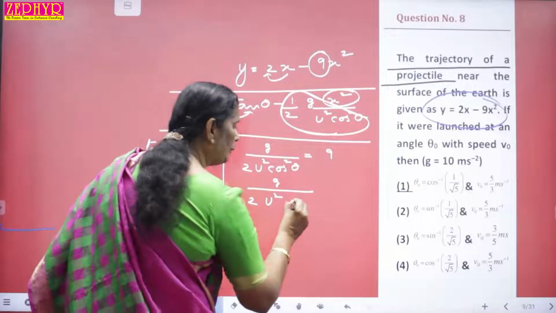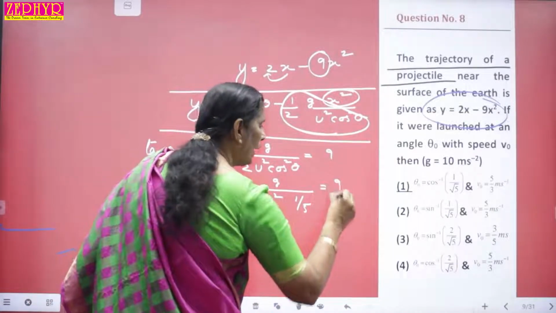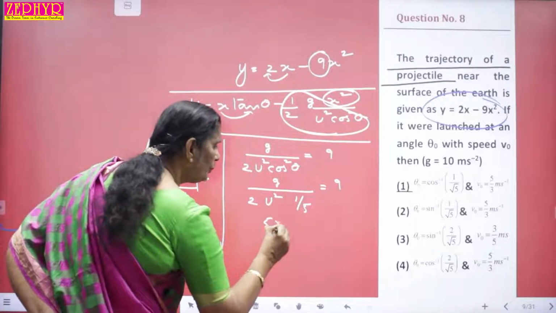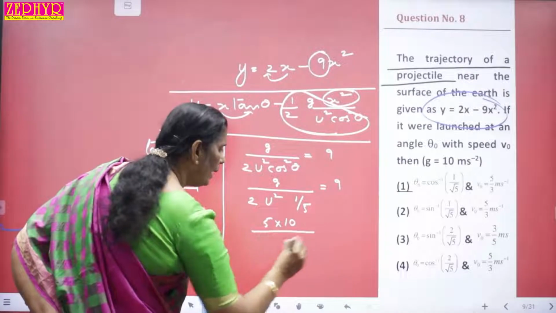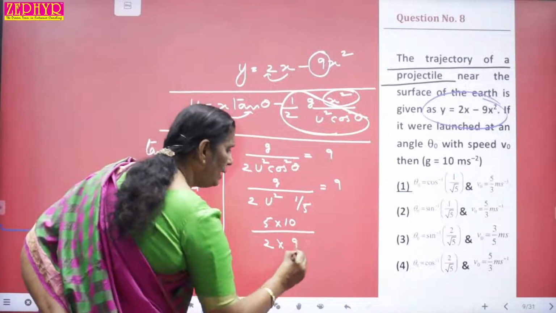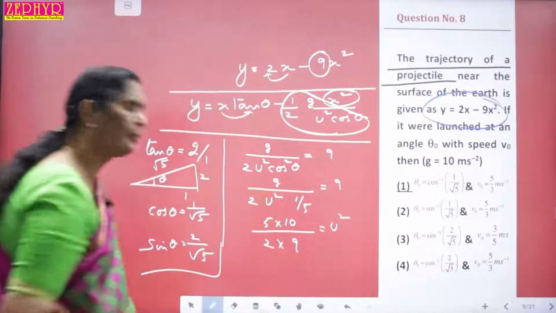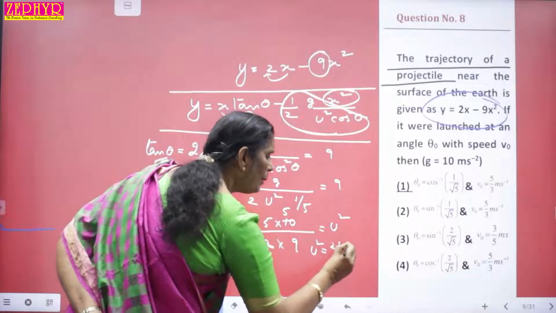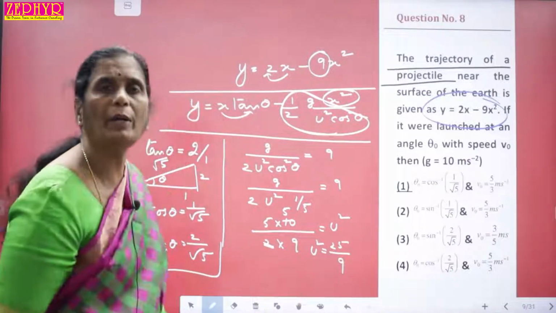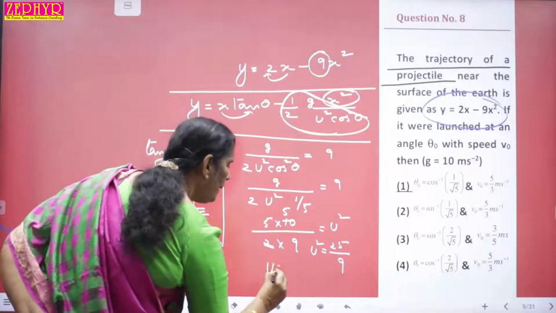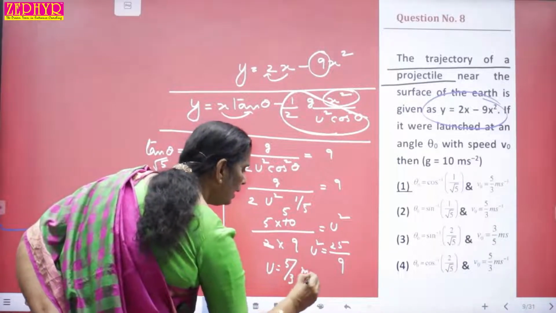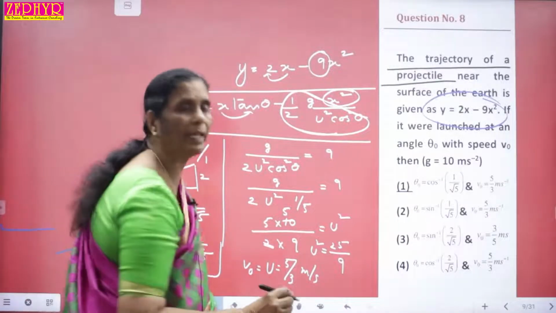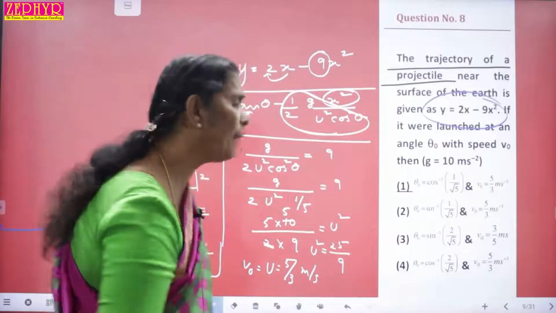1 by root 5 square, so 1 by 5 will be equal to 9. Cross multiply: 5 will go up, 5 into g, I will take it as 10 by 2, into that 9 coming this side, is equal to u square. So u square will be 25 by 9, so u will be 5 by 3. Of course they are calling it V0, that's not a big issue. So V0 will be 5 by 3. So the answer: the initial velocity is 5 by 3.